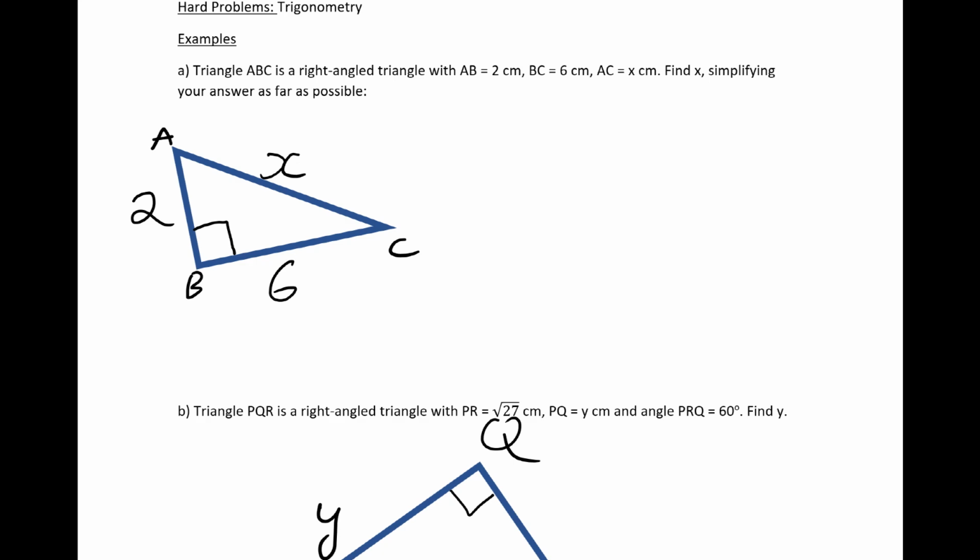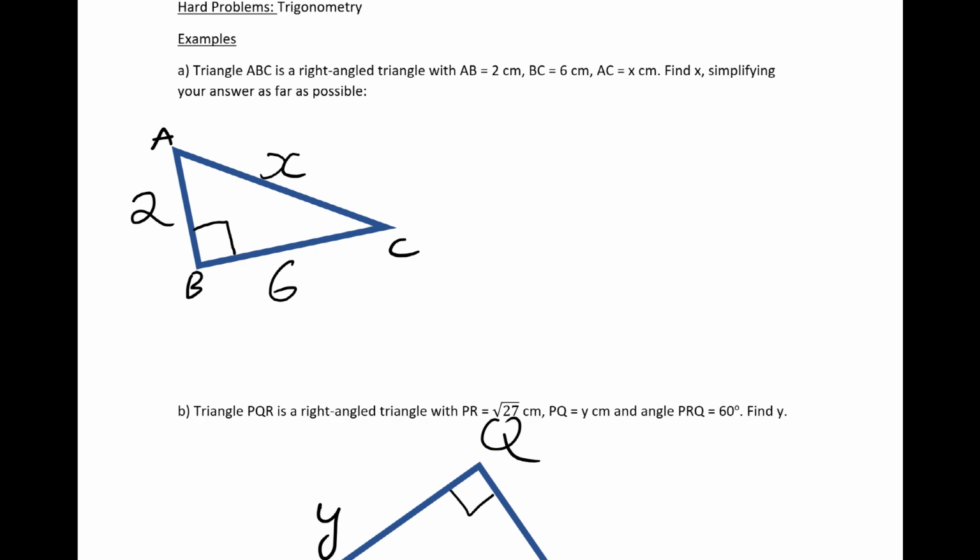Let's consider some harder problems again by looking at trigonometry with surds. For example, triangle ABC is a right-angled triangle with AB equal to 2 centimeters, BC equal to 6 centimeters, and AC equal to x centimeters as shown. We want to find x, simplifying our answer as far as possible.